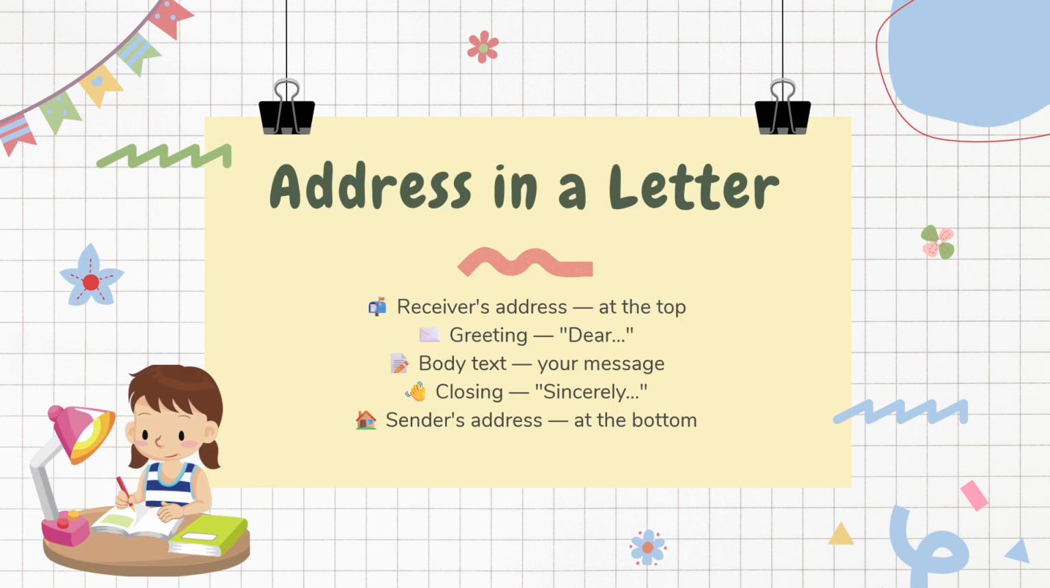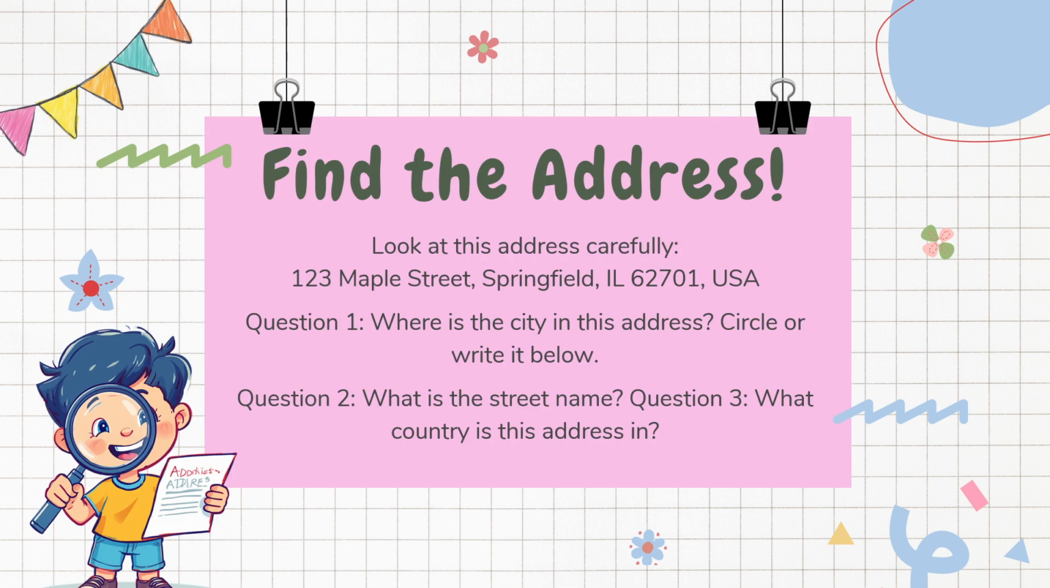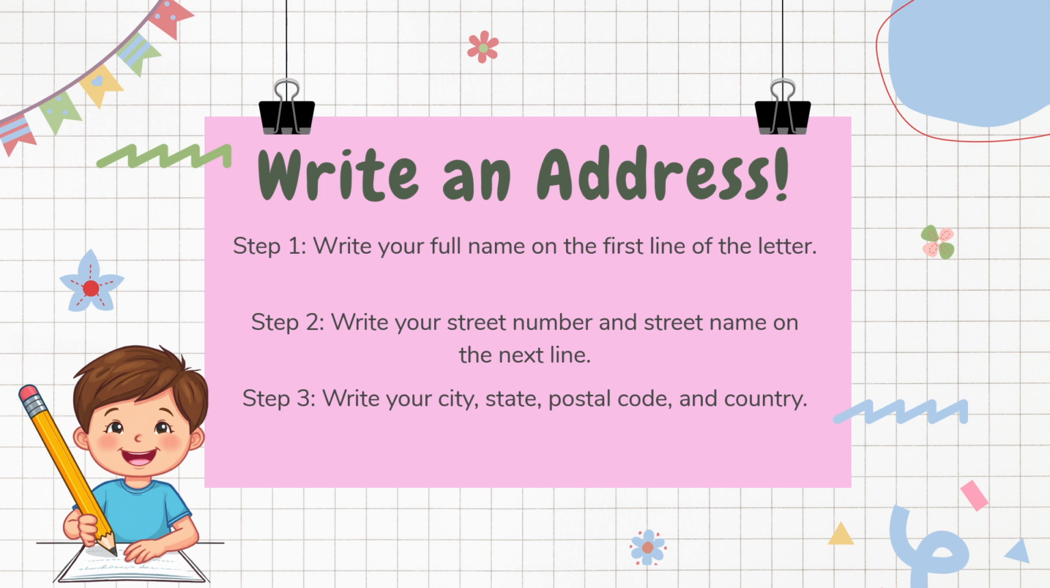When you write a letter, the address is very important. You write the receiver's address at the top, then add a greeting, write your message in the body, and finish with your own address at the end. Let's practice. Look at this address carefully. Can you find where the city is written? Try to identify all the different parts of the address. Now try this. Write your home address on a piece of paper as if you were sending a letter. Remember to include all the important parts we learned about.